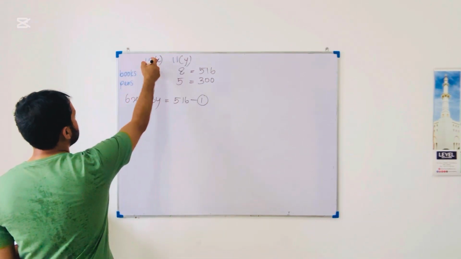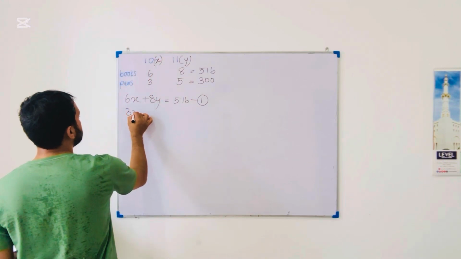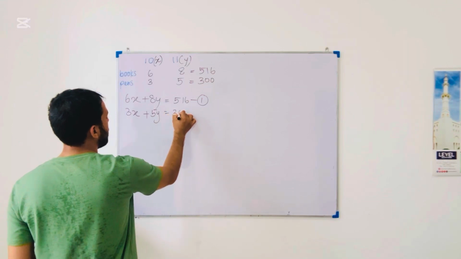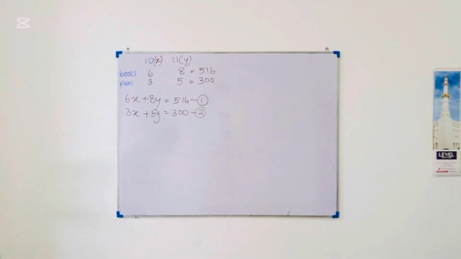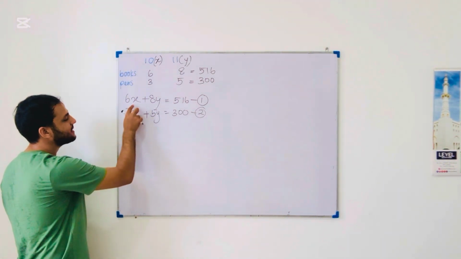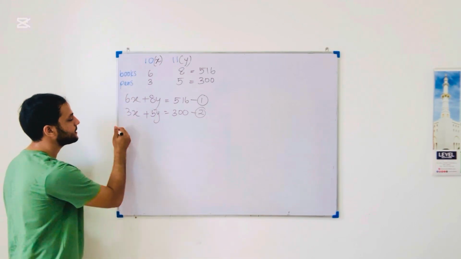Likewise, you can do 3 pens for grade 10. There are X students, so 3X, plus the same thing for grade 11, that is 5Y, equal to 300, the total number of pens. Same idea here: we need to find the unknown terms. The easiest way to remove X is to multiply this equation by 2, so you can convert 3X into 6X.